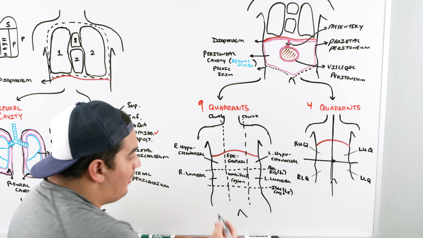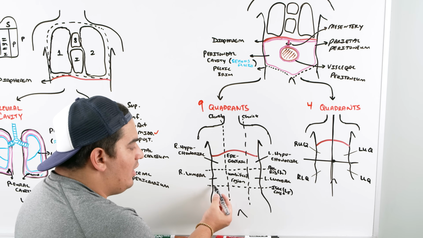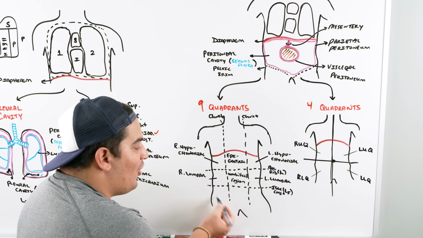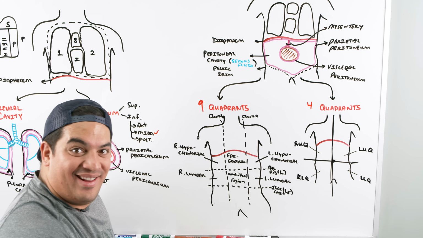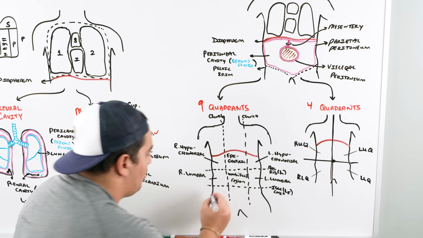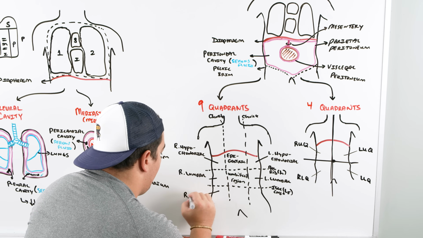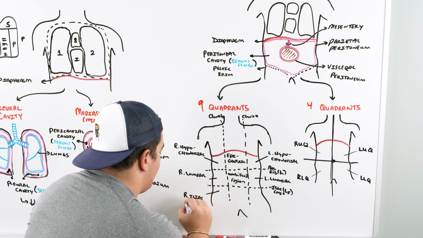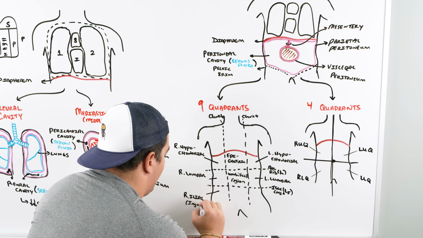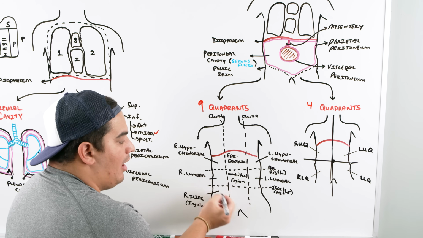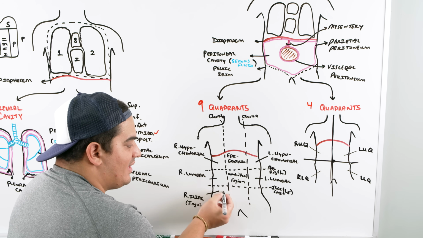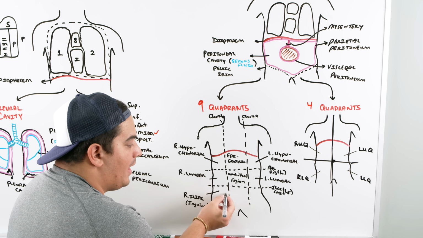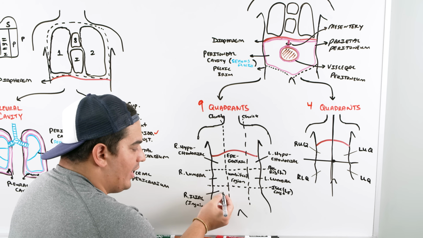Then we go down here. So we're at the iliac crest and down, so we're in the inguinal area. We call this the right iliac, also referred to as the inguinal region. And this is going to contain things like the appendix and the cecum. This will also contain things like the fallopian tube and the ovary.